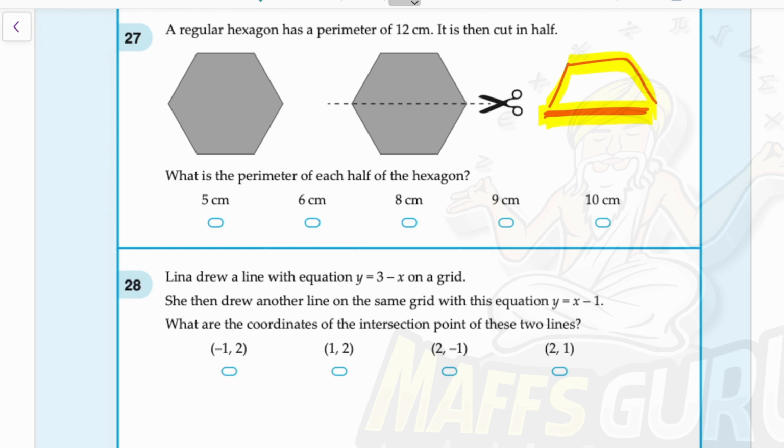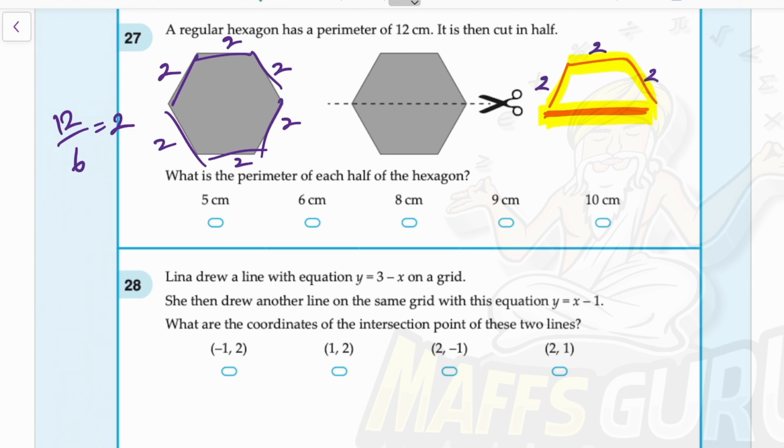So what do we know? A regular hexagon has a perimeter of 12 centimeters, so we know that all of these add up to 12. There are 6 sides, so 12 divided by 6 will tell me that each side is 2. 2, 2, 2, 2, 2, and 2. 2, 4, 6, 8, 10, 12, right. So that means that that's 2, and that's 2.